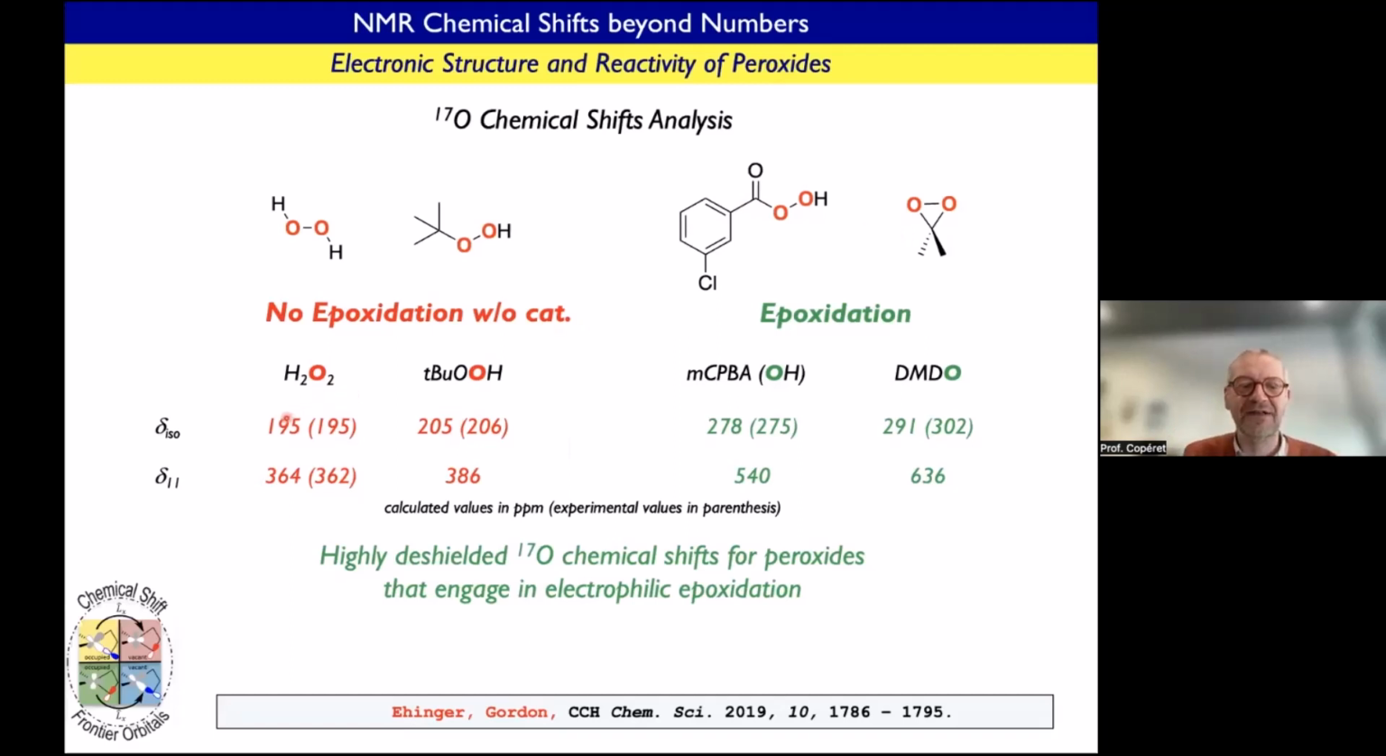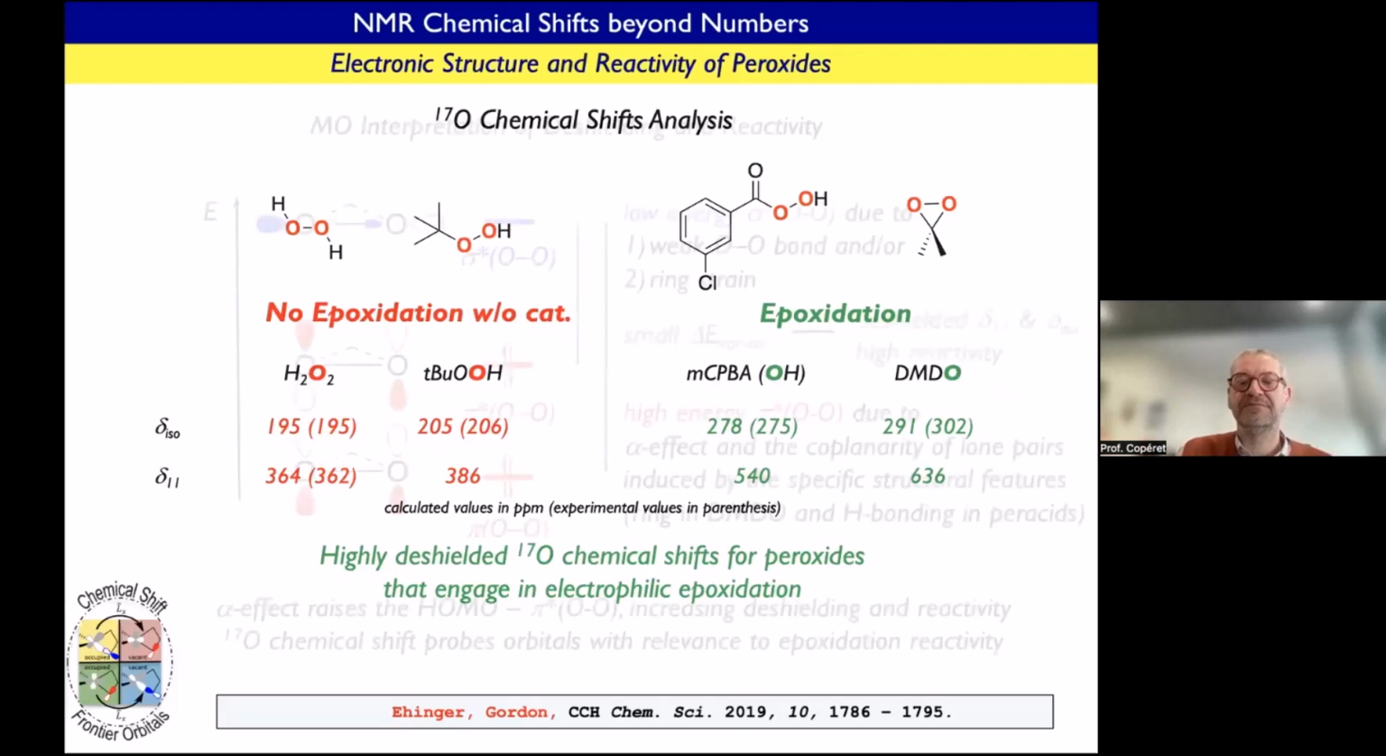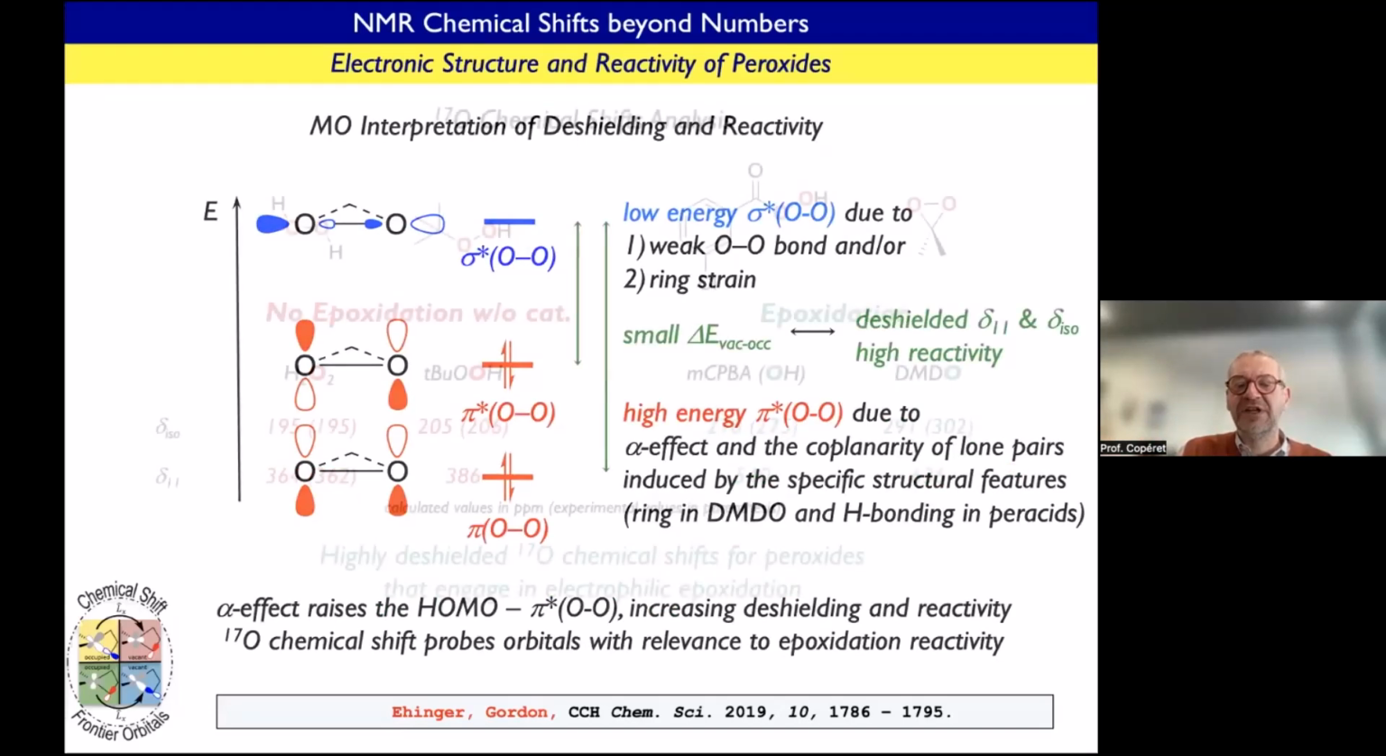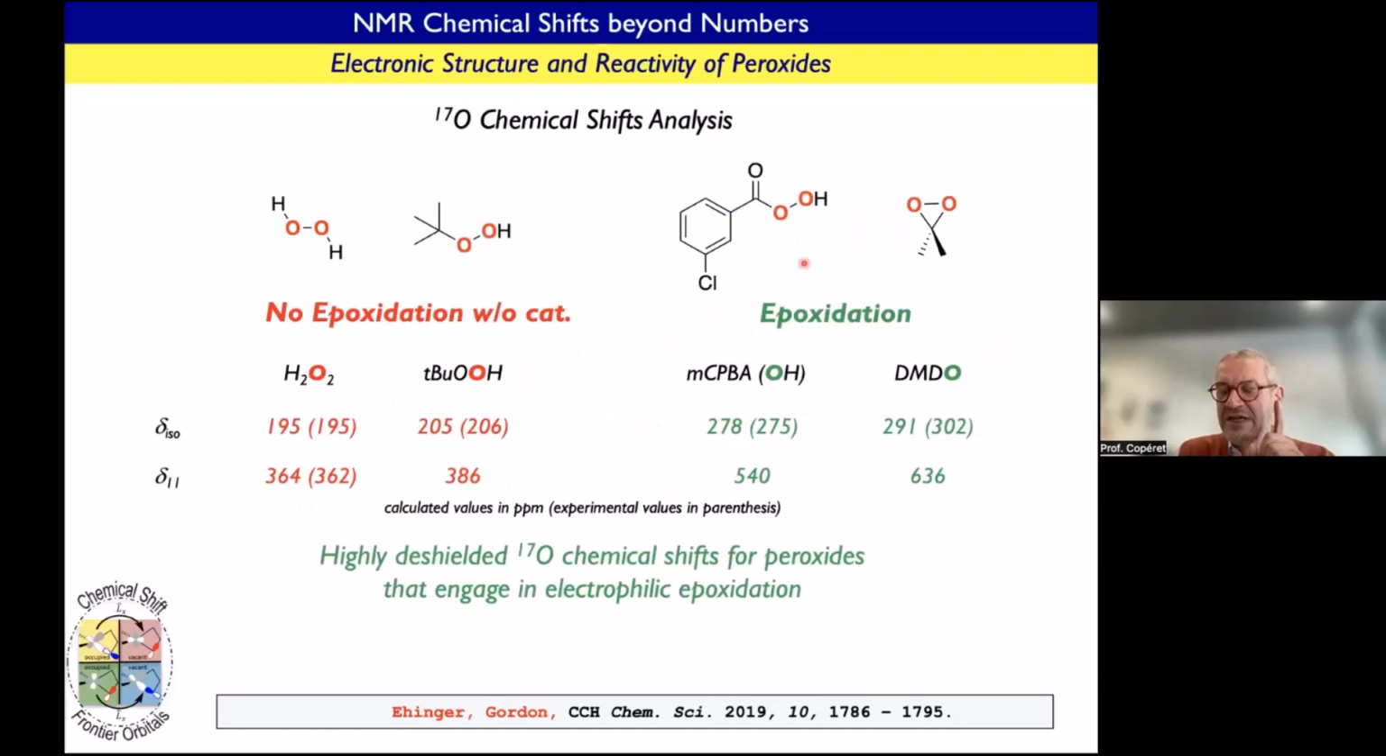Interestingly enough, these two compounds, which are two different classes, also have different chemical shifts in oxygen-17 NMR. This one is around 200 ppm, this one around 300 ppm, and the reason why this chemical shift is different is again because of delta 11. So delta 11 between the peroxides that do not do epoxidation and the peroxides that do epoxidation are very different in terms of chemical shift. And in fact, what you can show is that this chemical shift difference is only due to the presence of a different high-lying lone pair.